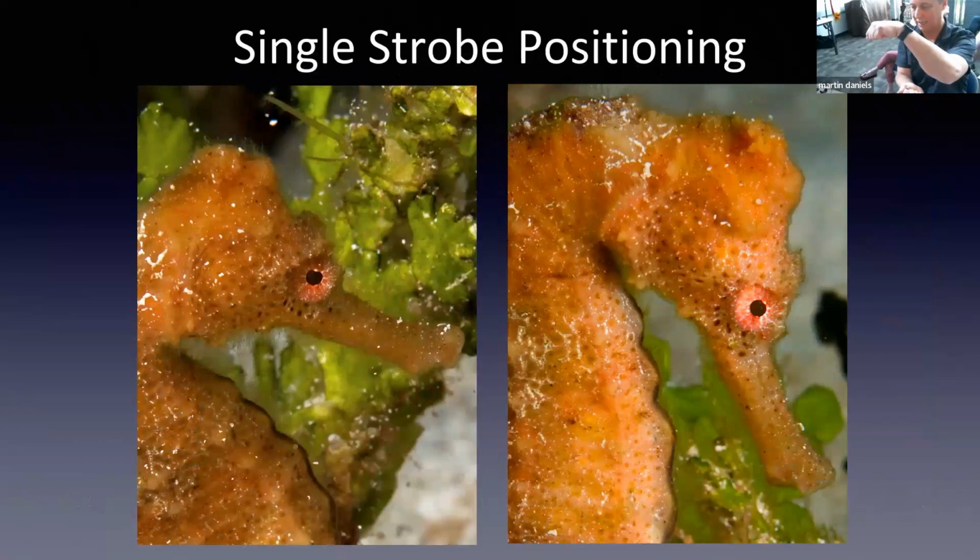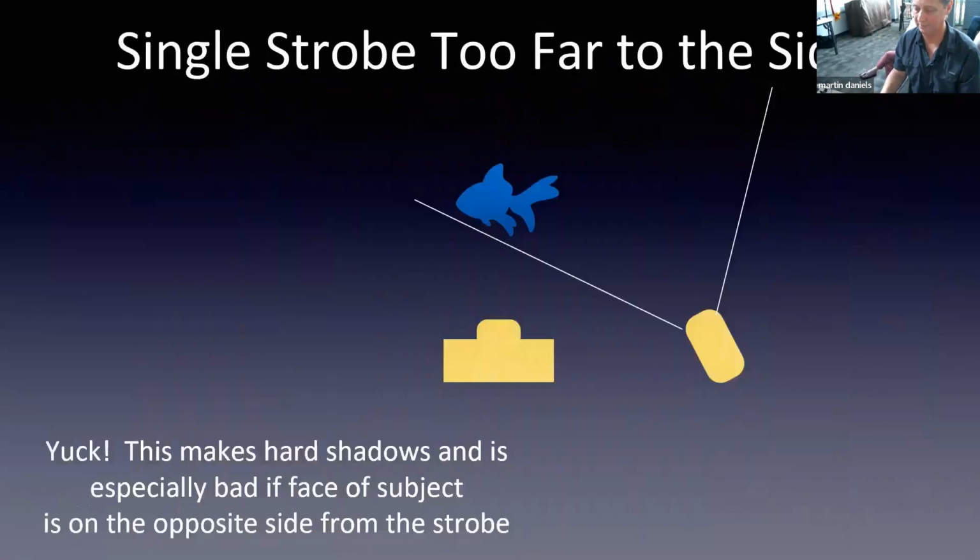So I turned it to the right, and you can see the shadows on the face of the seahorse because I had the strobe on the wrong side of its head. Okay, so always keep that in mind. Where is the face and where is my light?